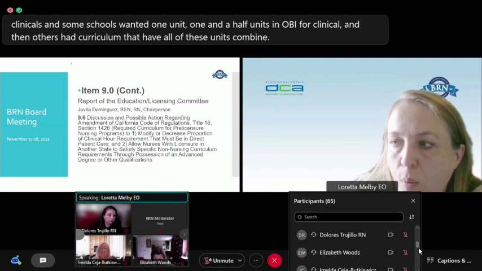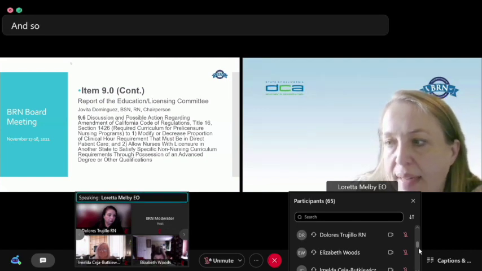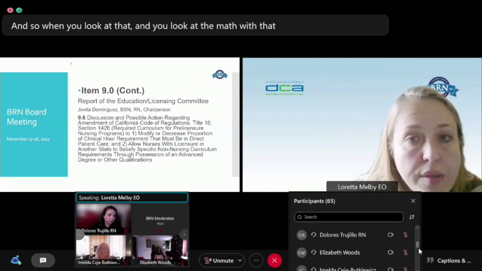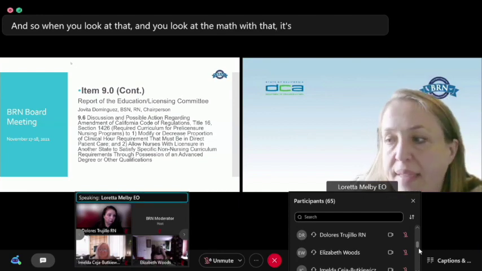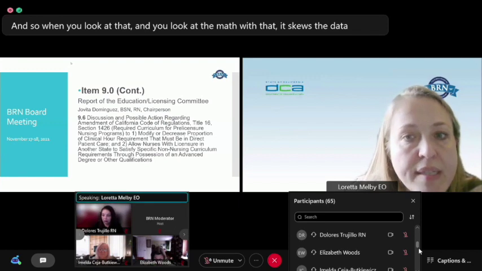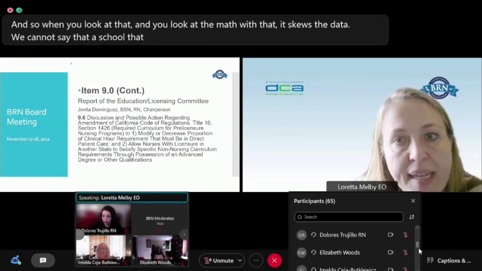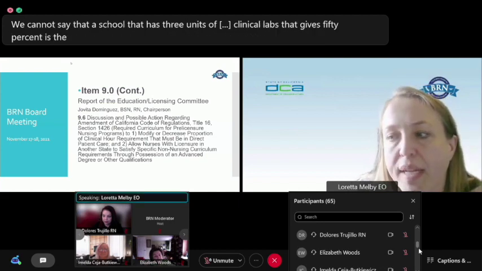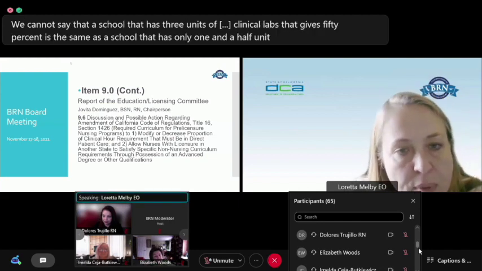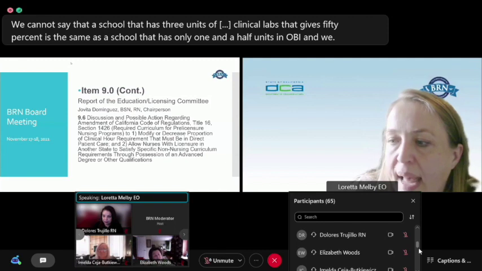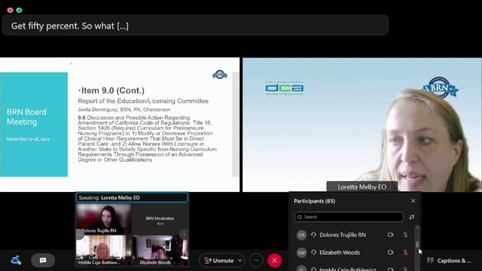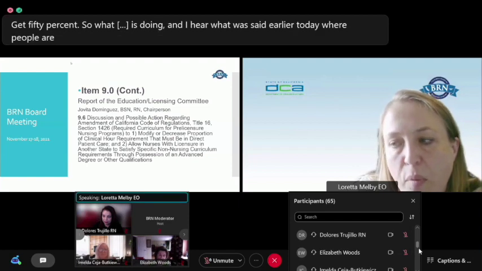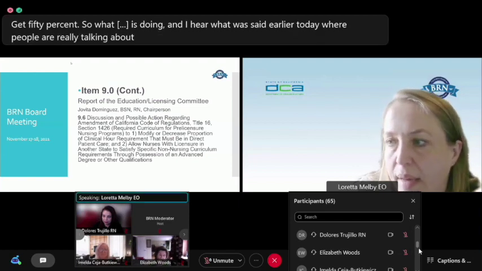When you look at the math with that, it skews the data. We cannot say that a school that has 3 units of OB clinical labs that gives 50% is the same as a school that has only 1.5 units in OB and we get 50%. So what NCSBN is doing, and I hear what was said earlier today, where people are really talking about, you know, we need to be more in alignment with what NCSBN does.